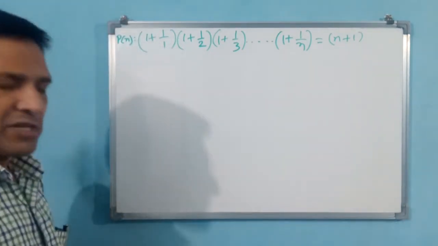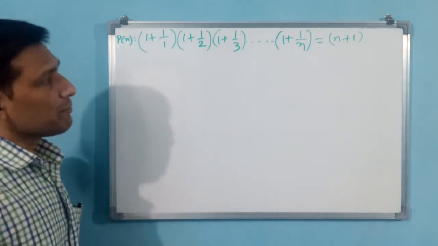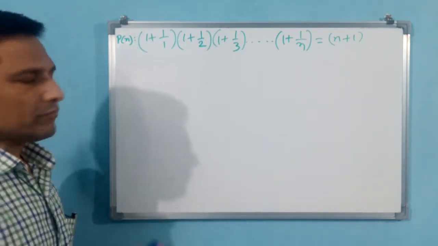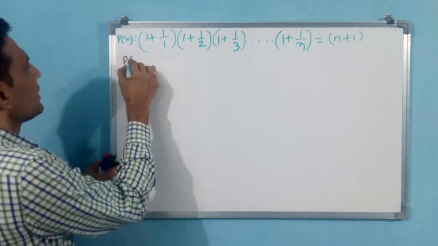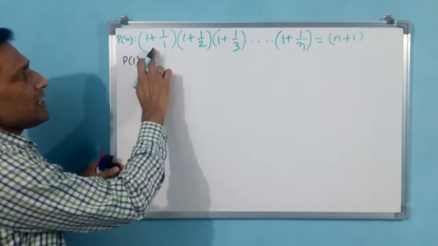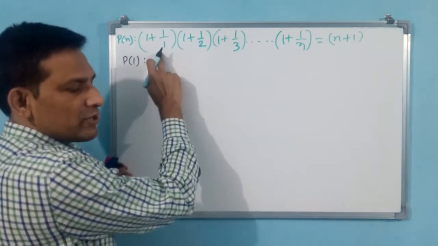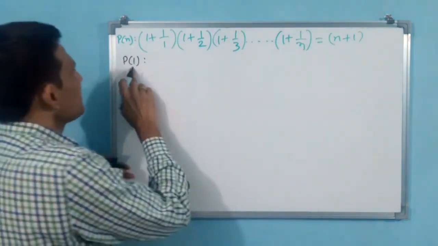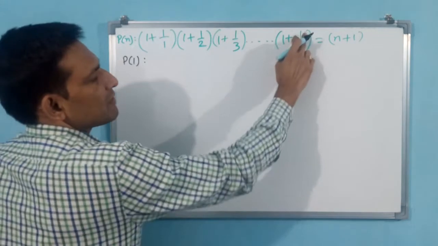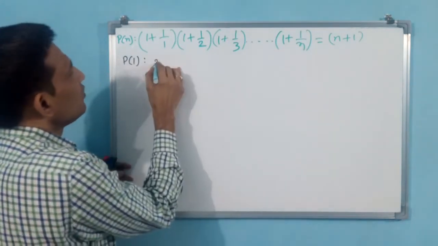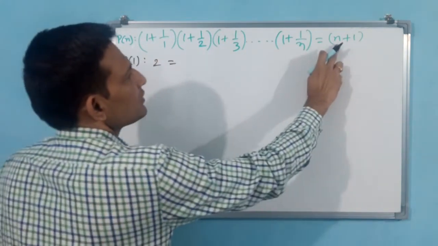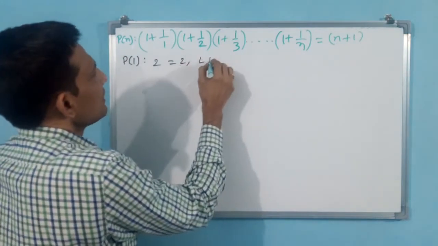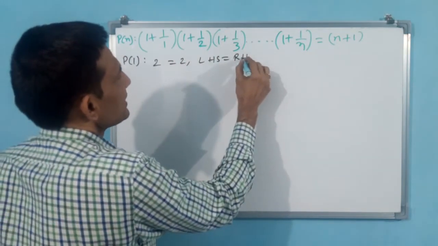Okay. Now the second step is also over. Third step is P1. For P1 you have to prove LHS is equal to RHS. LHS, you take the first term, 1 plus 1 by 1, because n plus 1 has come. 1 plus 1 by 1, that is 1 plus 1, 2. That is equal to RHS, 1 plus 1, 2. LHS is equal to RHS.